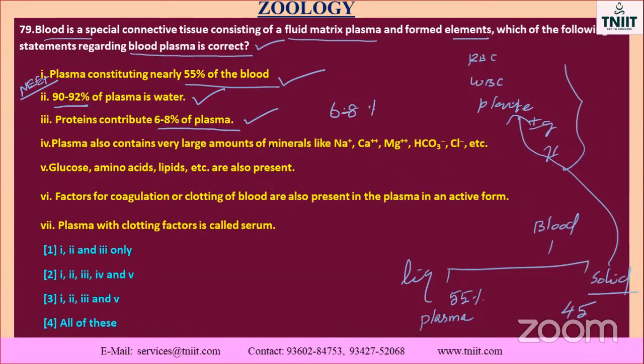Okay, third one. The plasma also contains a very large amount of minerals like sodium, potassium, magnesium, carbon dioxide, chlorine, etc. It is a wrong one because plasma contains very little. Okay, this one will not come. And then another one: glucose, amino acids, lipids, etc. are also present. Yes, glucose and amino acids and also extra things are present. This one is not.